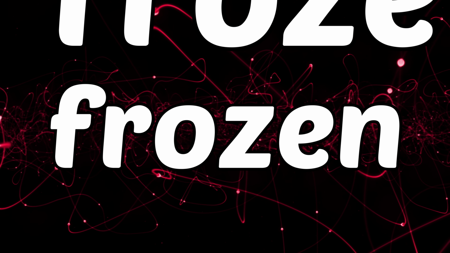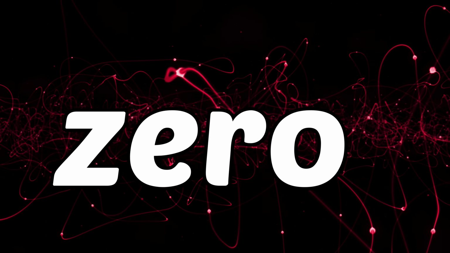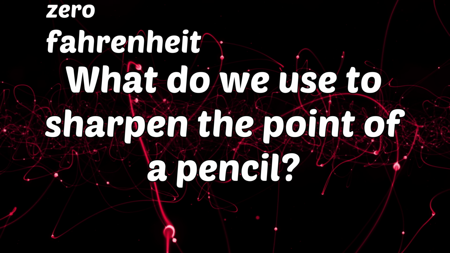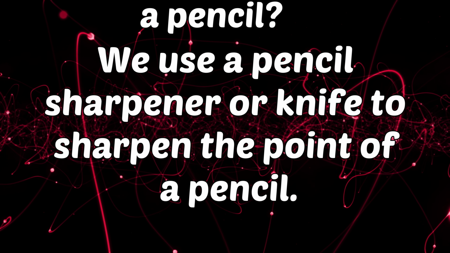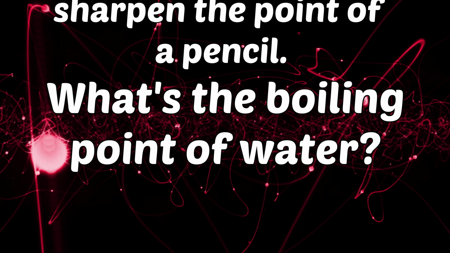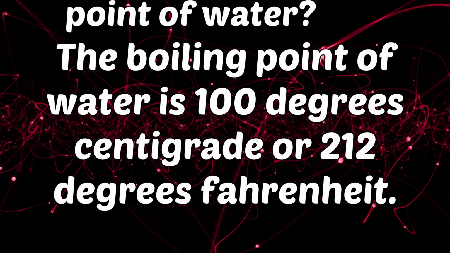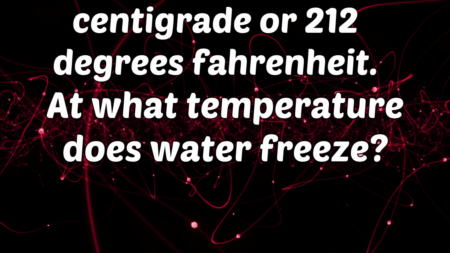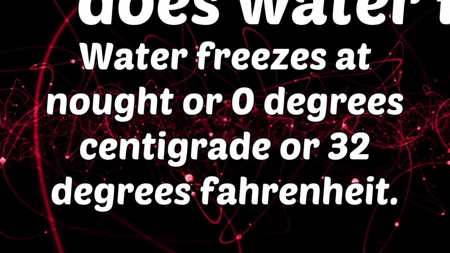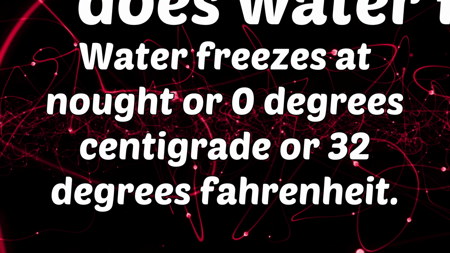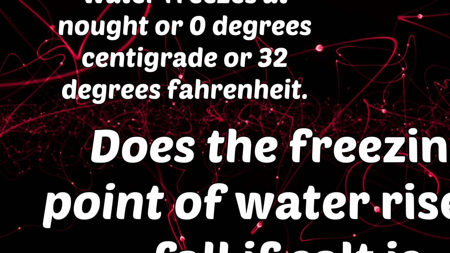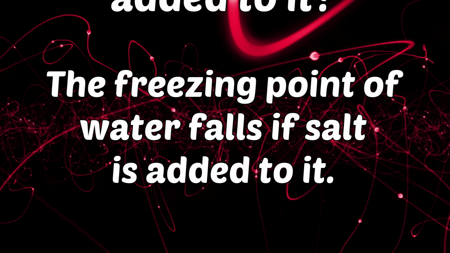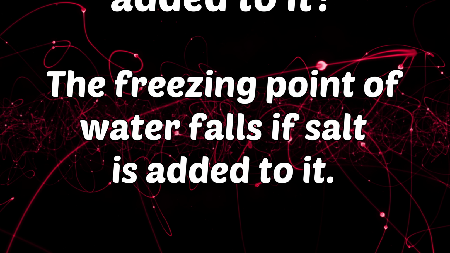Point. Freeze, froze, frozen. Naught. 0. Fahrenheit. What do we use to sharpen the point of a pencil? We use a pencil sharpener or knife to sharpen the point of a pencil. What's the boiling point of water? The boiling point of water is 100 degrees centigrade or 212 degrees Fahrenheit. At what temperature does water freeze? Water freezes at 0 degrees centigrade or 32 degrees Fahrenheit. Does the freezing point of water rise or fall if salt is added to it? The freezing point of water falls if salt is added to it.